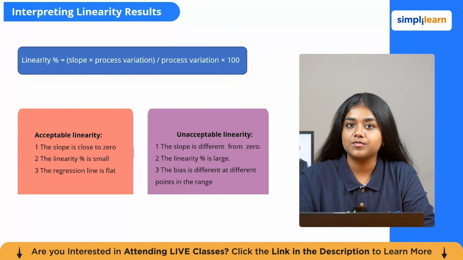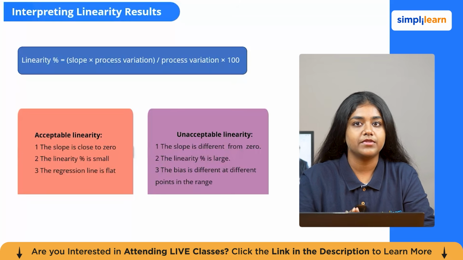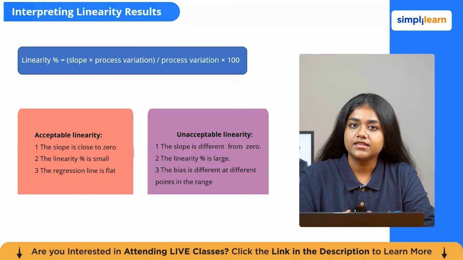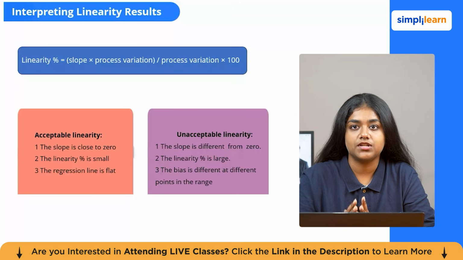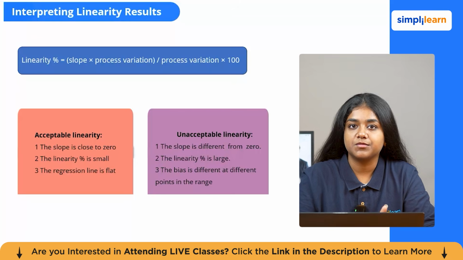This means the measurement error depends on the size of the part or reference value being measured. The bias values are clearly different at different points in the range. This shows that the gauge is not equally accurate across its full measurement range. Overall, unacceptable linearity means the gauge may give misleading results depending on where the measurement falls within the range. This can lead to incorrect acceptance or rejection of parts and may require calibration, adjustment, repair, or replacement of the measurement system. So if linearity is acceptable, you can use the gauge across its full range with confidence.